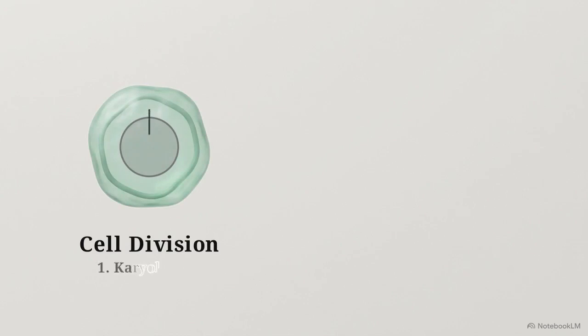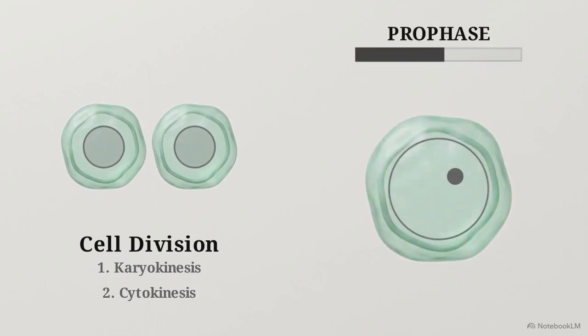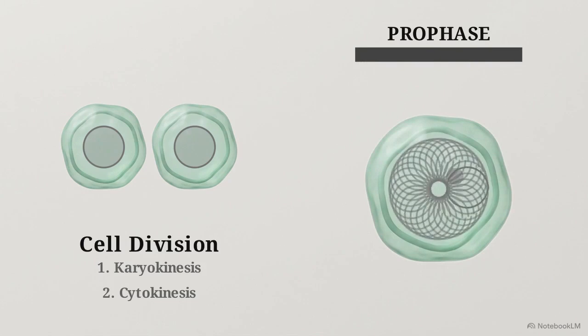Cell division follows a two-part sequence. The cell first performs karyokinesis, the division of the nucleus, before it can execute cytokinesis, the division of the cytoplasm. Karyokinesis begins with prophase, the longest stage.